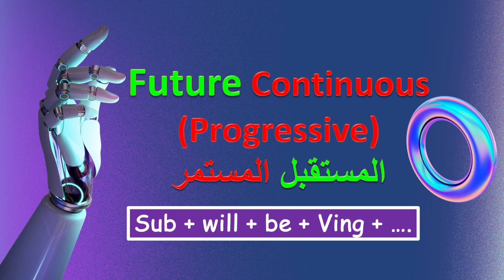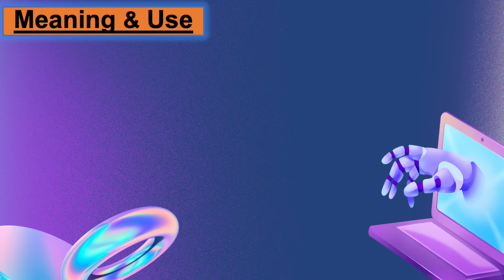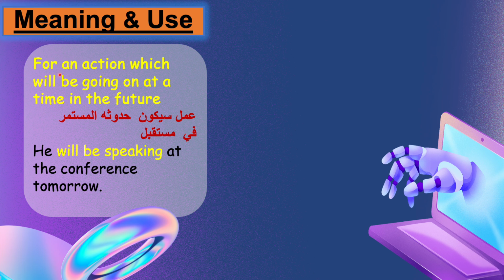Future continuous, progressive. Meaning and use. The future continuous can be used to project ourselves into the future. We can use it to express an action which will be going on at a time in the future. He will be speaking at the conference tomorrow. Will be speaking, going on at a time in the future.